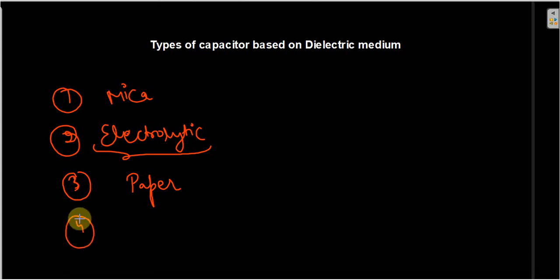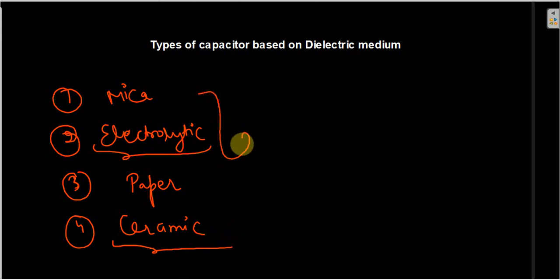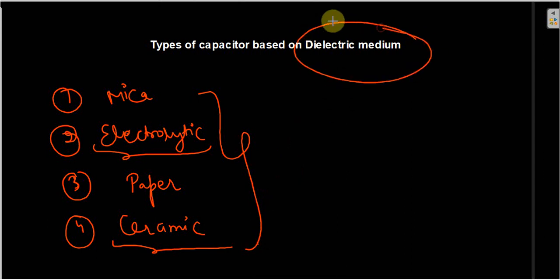The next one is ceramic. Ceramic is a kind of clay which we can use in a capacitor. There is a ceramic pot, so that kind of slab we can use as a dielectric medium. So these four are types of capacitor based on their dielectric medium. And you know dielectric medium gets polarized, and is used to increase the capacitance of a capacitor. All these materials are used to increase the capacitance, which means it can store more charge.